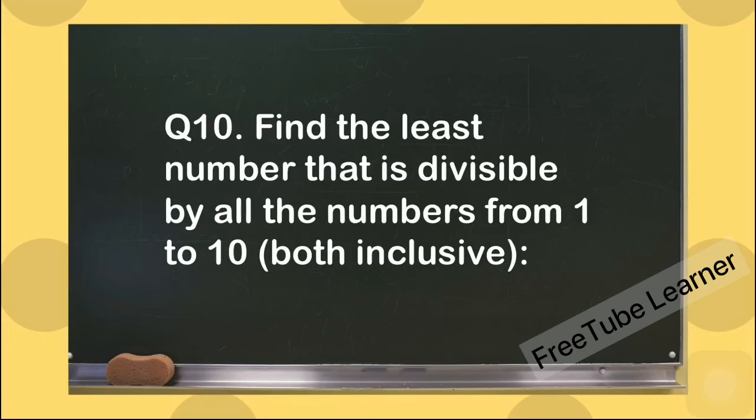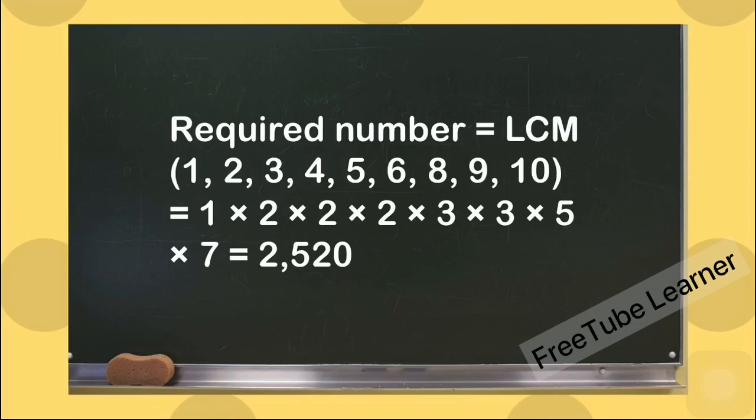Question 10. Find the least number that is divisible by all the numbers from 1 to 10, both inclusive. A number divisible by all these numbers means it will be a multiple of all these numbers, which means we have to find the lowest multiple of all these numbers, that is the LCM. So let us calculate the LCM of 1 to 10. So the answer is 2520.